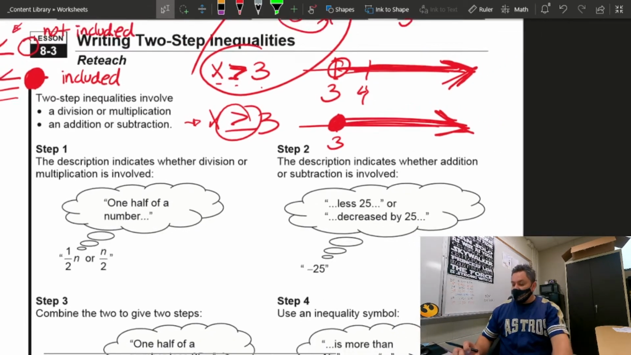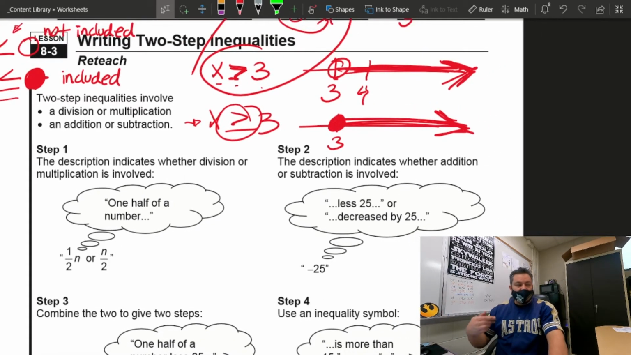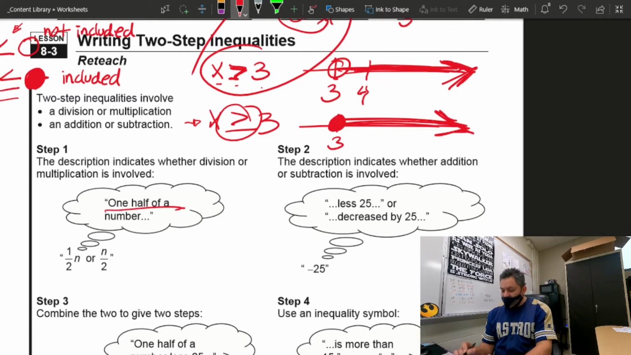So we're going to write this in 4 steps. On the next video, when I do side D, I'm not going to do the 4 steps. We're going to do it a little bit easier, faster, okay? But for now, step one, the description indicates whether it's a division or multiplication. So we're going to read the words and tell whether it's a division or multiplication. So for example, 1/2 of a number. Is that a division or multiplication? Division. It's a division, a fraction, right?